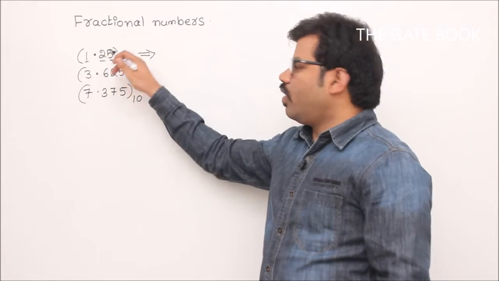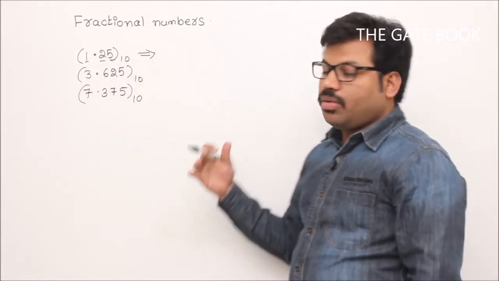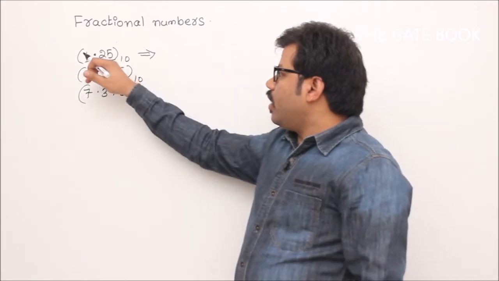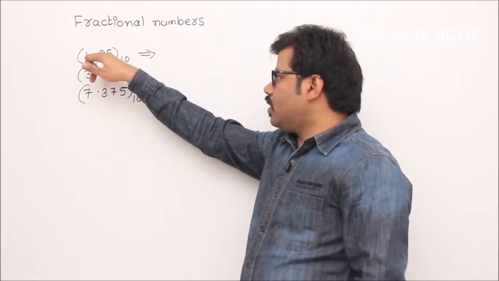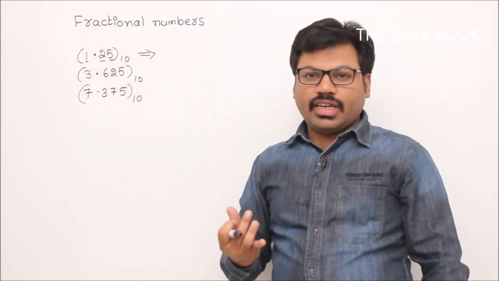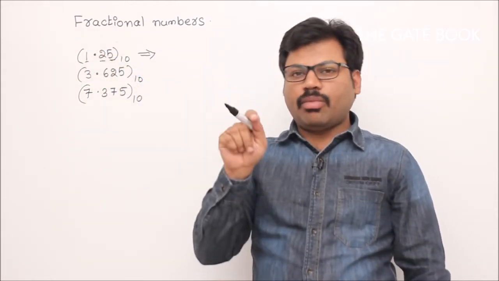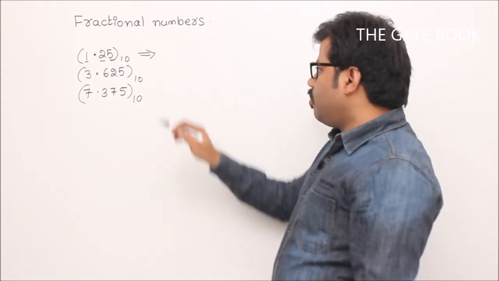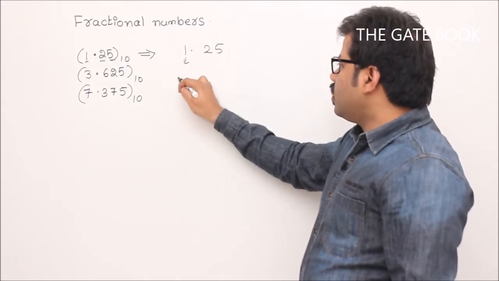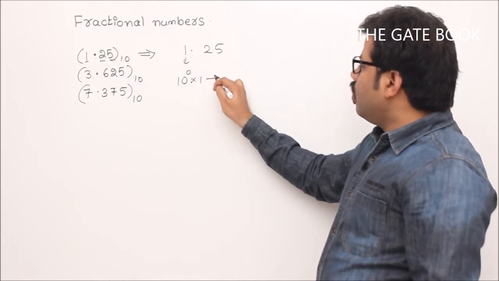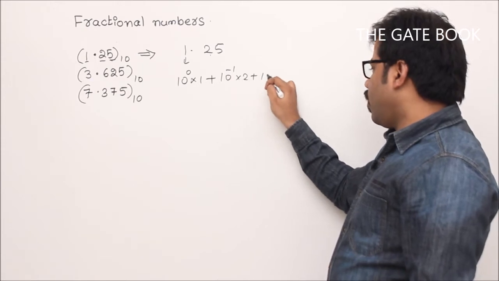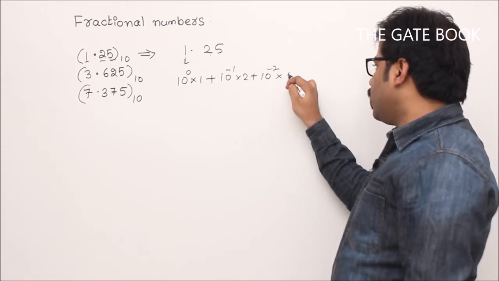Example, you have 1.25 base 10. How to convert it into binary? Before that, I will tell you one important fact. When you have digits at the right side of the point, they also have weightages, in a model like this: 10 power minus 1, 10 power minus 2, and so on. That means 1.25 can be written as 1 into 10 to the power of 0, plus 2 into 10 to the power of minus 1, plus 5 with 10 power minus 2 weightage.